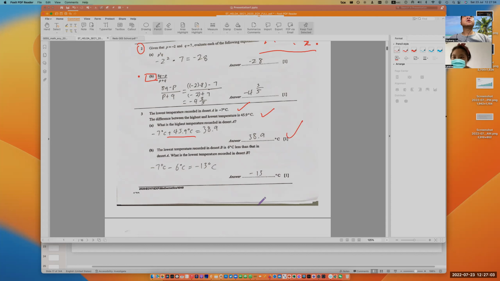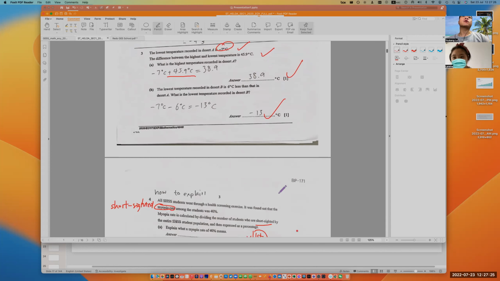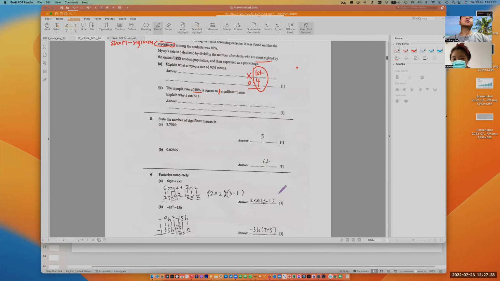Then if the lowest temperature recorded is 6 degrees less than that, so the lowest recorded is 6 degrees less. So even less. Okay, so good. Because -13 is less than -7. Okay, explain. I already explained. So number of significant figures, this one, the first, second, third, fourth, fifth. Yeah, fifth. So this one, the first is the 2, 3, 4. Yeah, 4. Okay. Factorization.